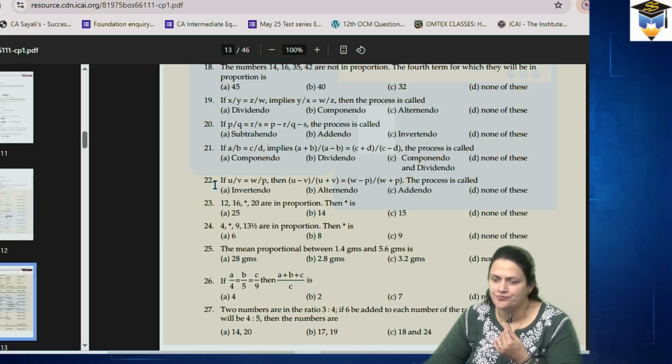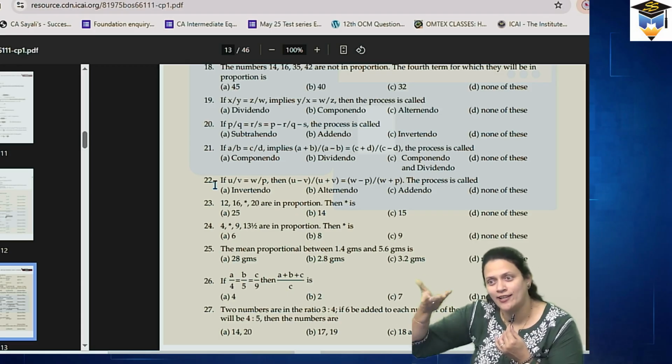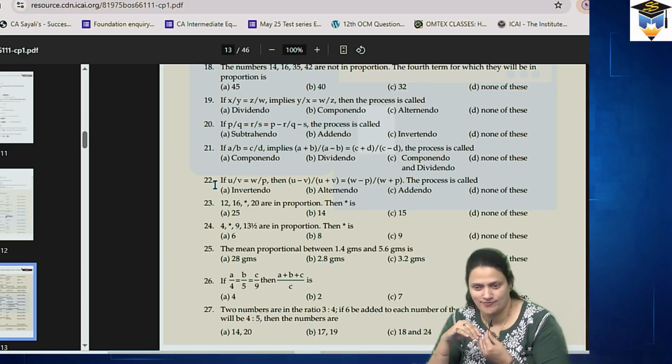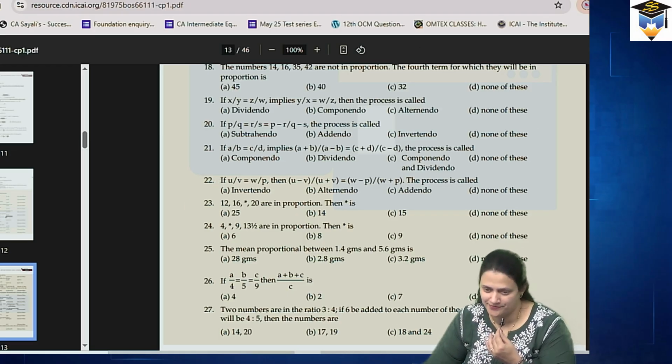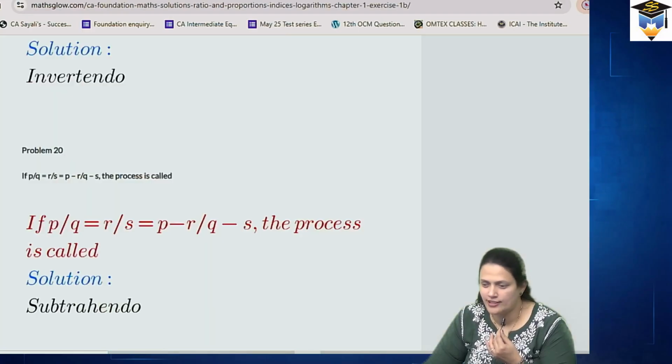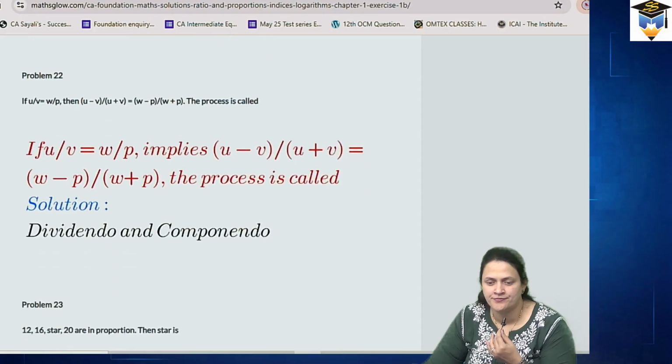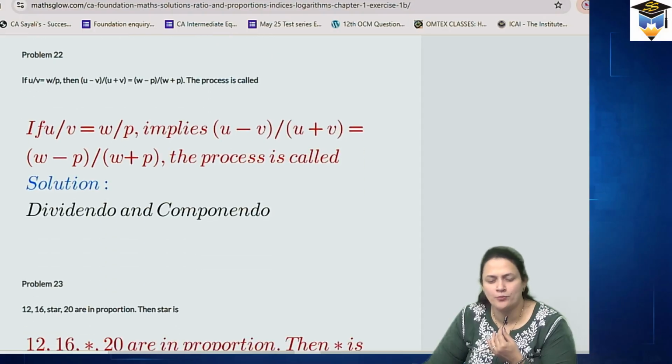22. What did we do first? In this 22, what was to be done first? Componendo dividendo and then take the invertendo. So the process is called none of these. For the 22nd one, let us check. Okay, so componendo dividendo is what they have mentioned, fine. So after componendo dividendo, you will do invertendo. That they have not mentioned over here, but you have to mention it.